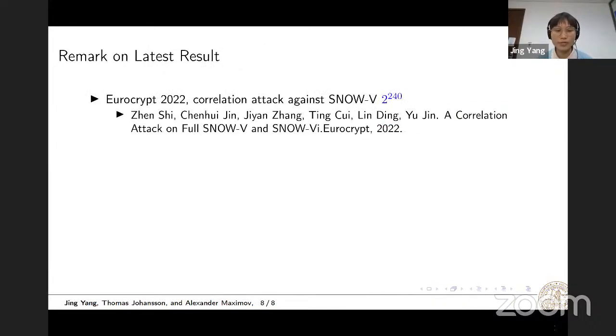Lastly, I would like to mention a latest result on SnowB. At the Eurocrypt conference this year, there was a correlation attack against SnowB with complexity 2 to the power of 240. So this is faster than exhaustive key search.